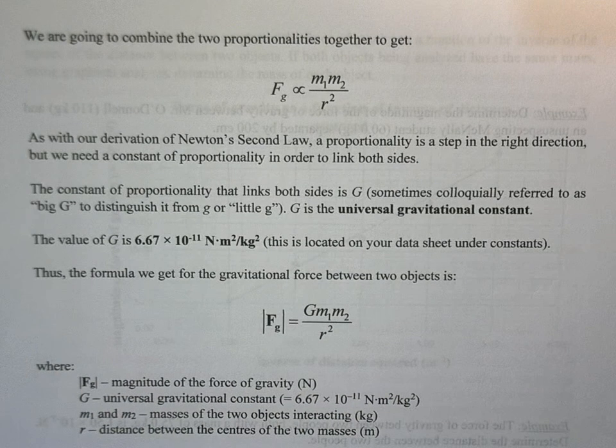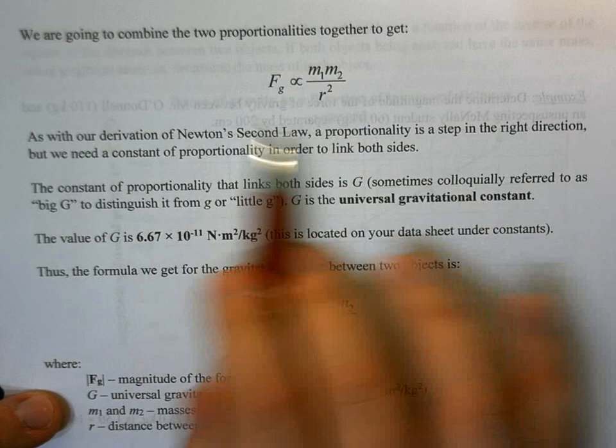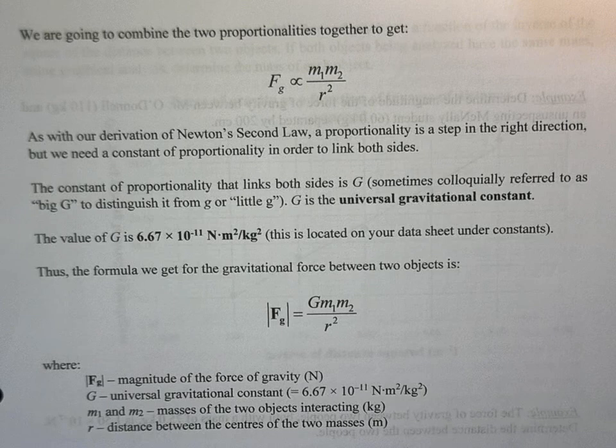So what we're going to do is combine those two relationships. We're going to combine that Fg is proportional to the product of the masses, and Fg is proportional to 1 over r squared, and we get this lovely looking thing. Now, when we talked about Newton's second law, we said a proportionality is good to give us that idea of how the relationships work together, but we can't say Fg equals something without a constant of proportionality, that constant that links both of these sides.